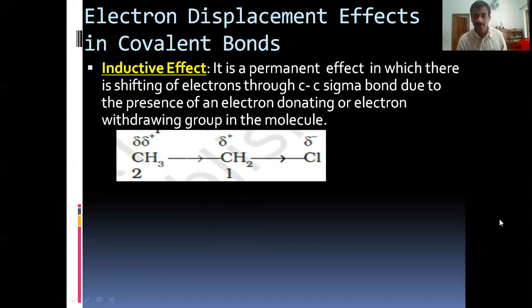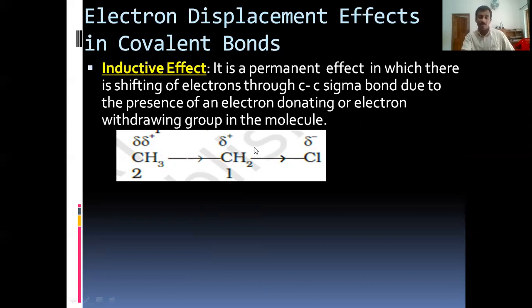It is a permanent effect present in the molecule due to an electron donating or electron withdrawing group. And what is the effect? It is the shifting of bonded pair of electrons towards any one of the atoms through a carbon-carbon sigma bond. An example is given here, CH3CH2Cl. Here chlorine is attached to this carbon atom, which is an electron withdrawing group. It will attract the bonded pair of electrons towards it. Therefore, it will get a slight negative charge, and this carbon atom will get a slight positive charge.